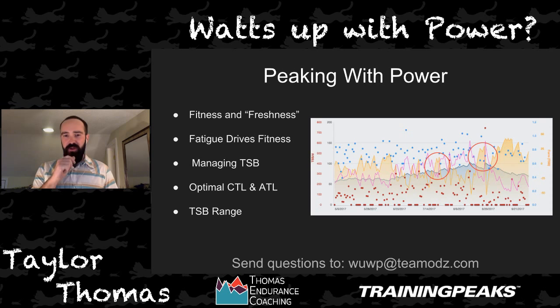So we'll use the chart here on the slide, and I've highlighted two different areas just to give a visual representation of what I'm talking about. So this is two separate races in a season. These races are about 8 weeks apart.